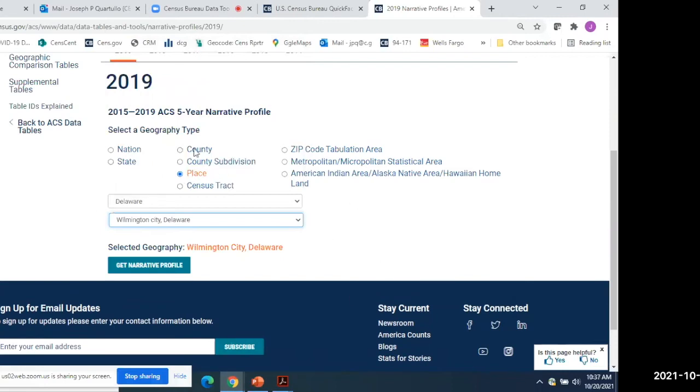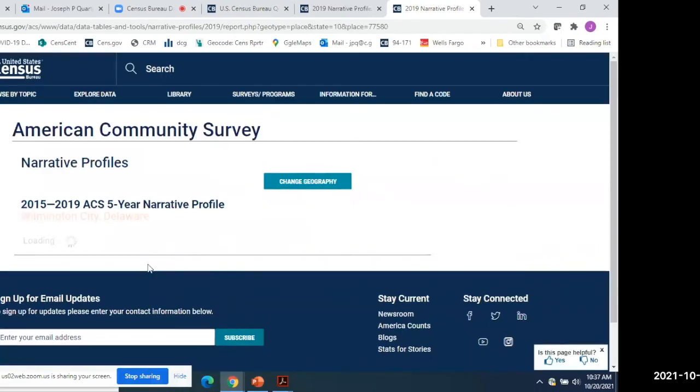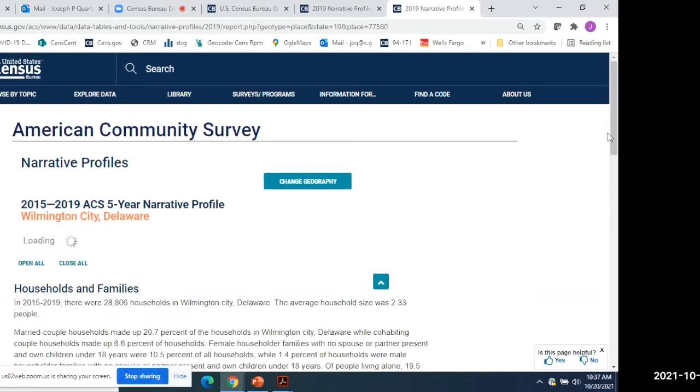I could do this for a state or a county subdivision, which in some states we call townships, or a census tract, or any of these other geographies as well. But I'm choosing Wilmington, Delaware, and I'm going to get that narrative profile. It takes a minute to run. This is giving me data from the ACS 2015 to 2019 5-year data.